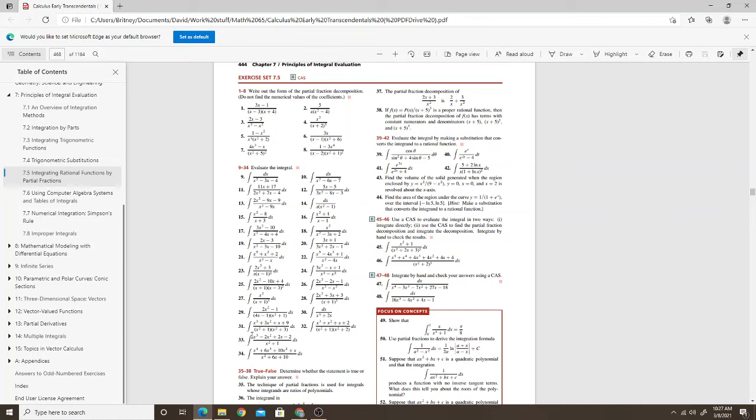The degree of the numerator is greater than the degree of the denominator in number 33. So before you even get started on partial fractions, you're going to want to do some long division first. So do the long division first, and then you may not even need to do partial fractions. But if you do have to do partial fractions, it'll be a lot easier to do once you've done the long division. That's all you have to watch out for on 33. So do the long division first, and that's that.